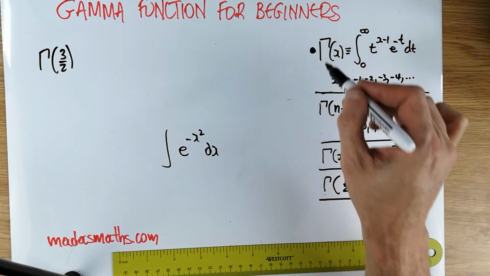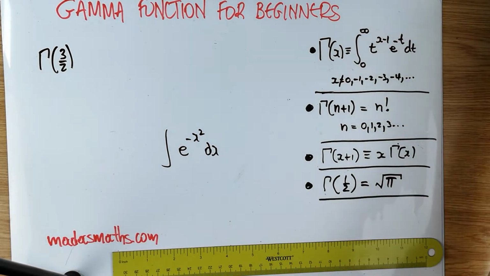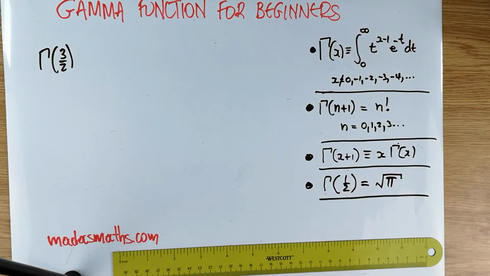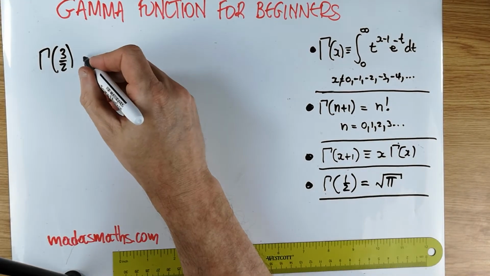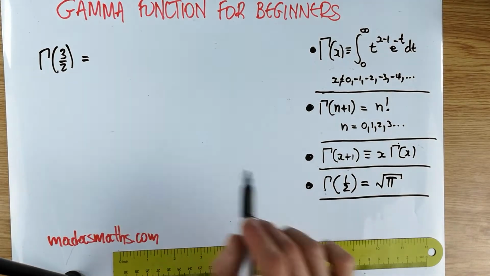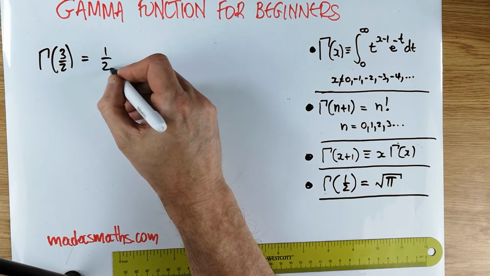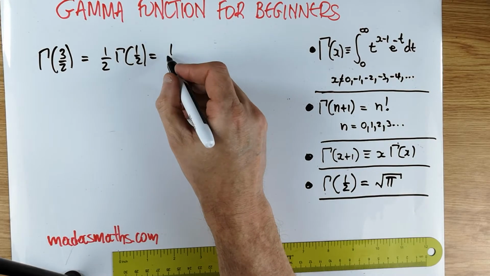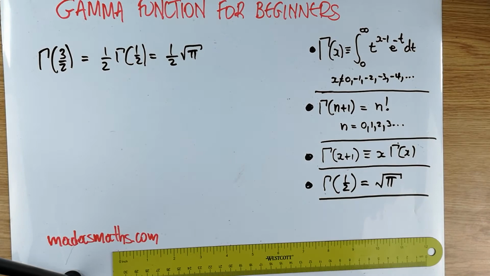Let's perhaps put some bullet points there. 1, 2, 3, 4. How do we evaluate the gamma of 3 over 2? We're going to use a combination of that and that. So using the recurrence relationship, we can say the gamma of 3 over 2 is the same as a half gamma of a half, and the answer to that is of course a half square root of pi. And that's as simple as that. That is example number 3.